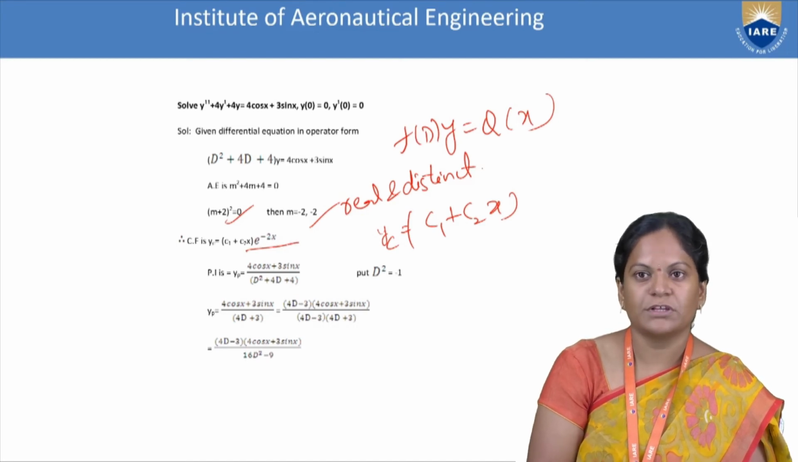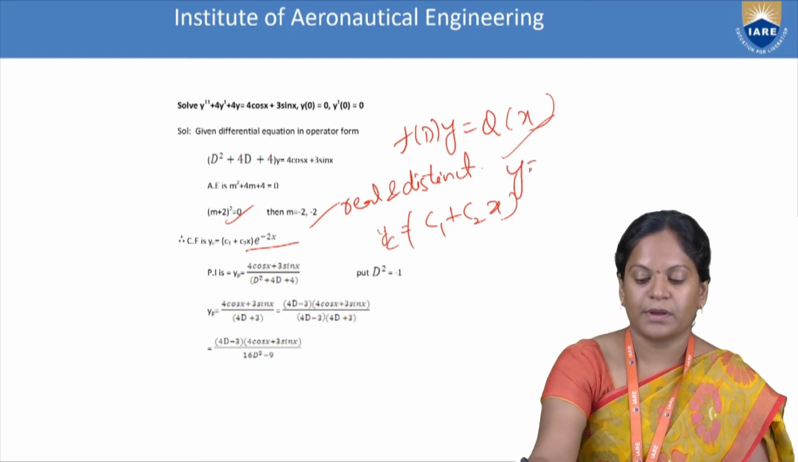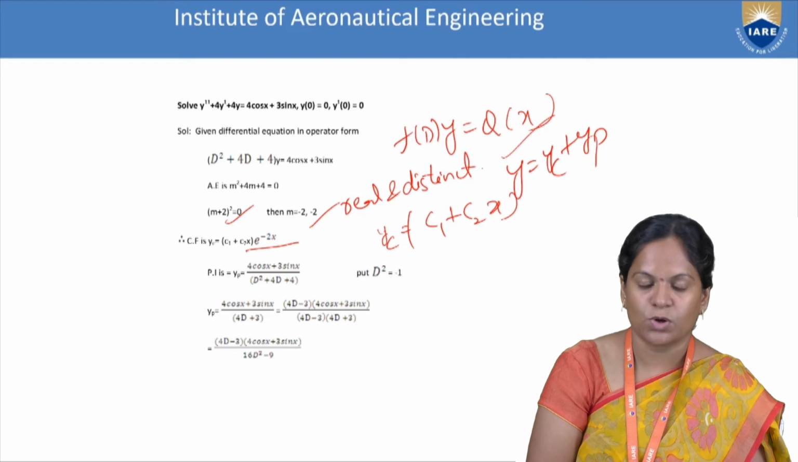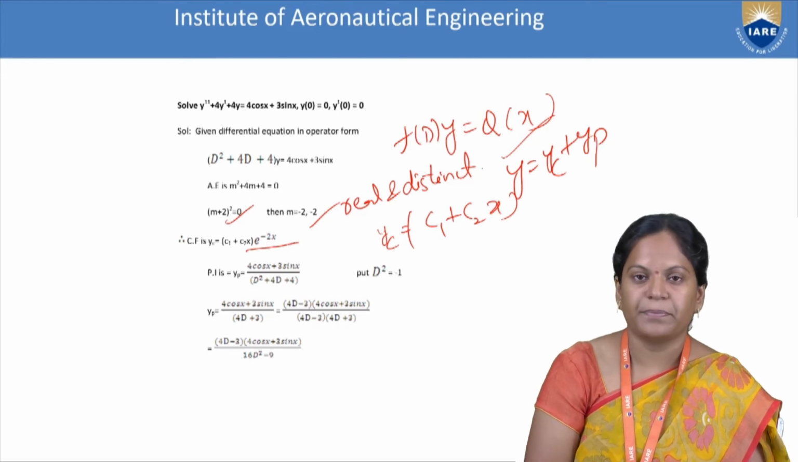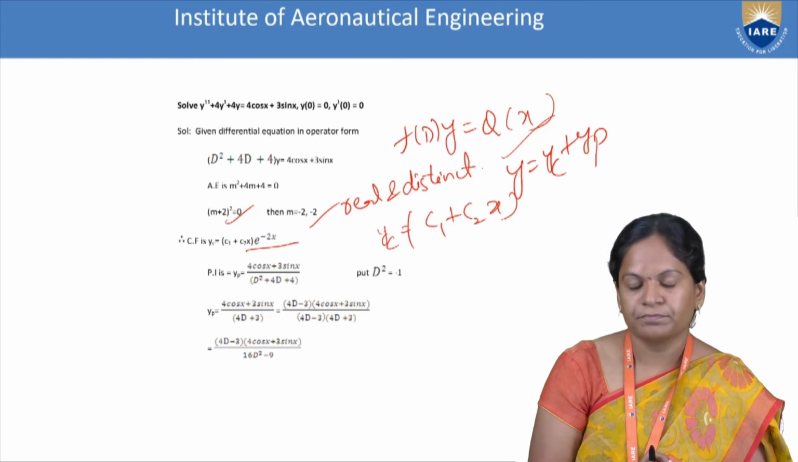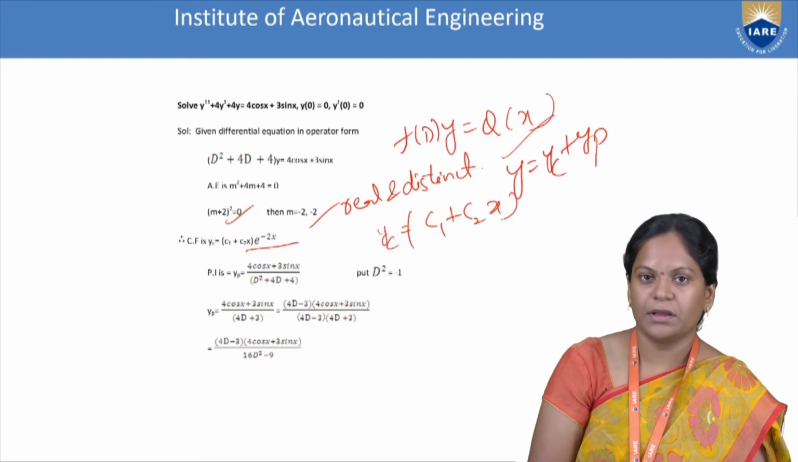The general solution of this differential equation f of d into y equal to q of x is y equal to yc plus yp. Here yc is the complementary function and yp is the particular integral. Now we have found only yc, the complementary function. Now let us go for yp, the particular integral.